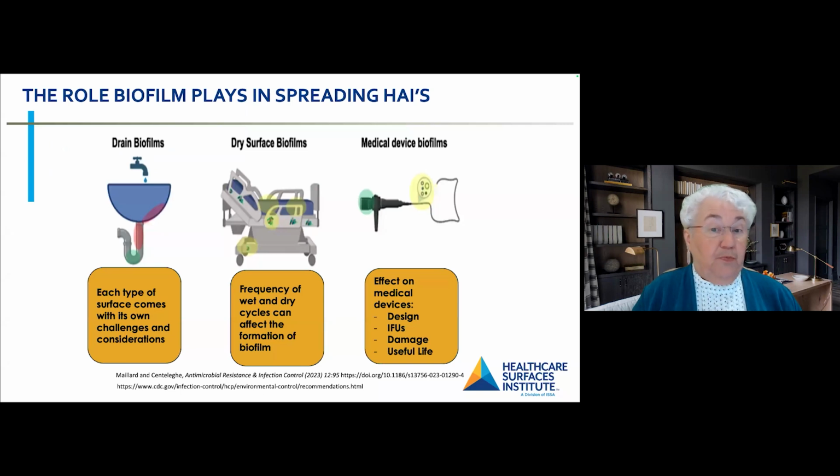Biofilm can spread a lot of different ways, either through drains, which might be wet, which you might be familiar with. Also, there are dry. So if you notice when you do cleaning, there's usually wet and dry cycles. That also helps to affect the formation of biofilm in various devices, as well as the design, the IFU, and the damage on these devices, and overall affects the useful life of the asset that you've purchased.